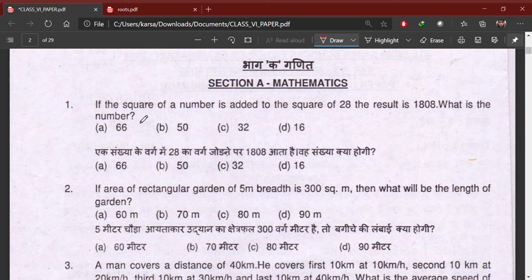if the square of a number is added to the square of 28, the result is 1808. What is the number? So two things we need to mark here: the square of a number and the square of 28. These two things are added. We need to find which square is going to add with 28 square, which is going to result in 1808.